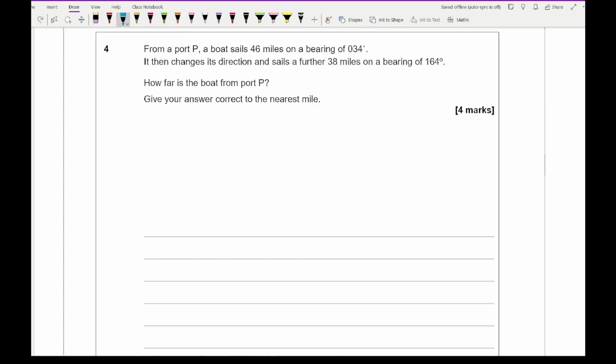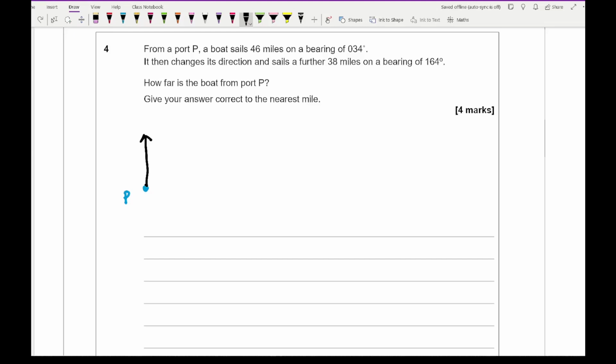Now for this, we're not being given a diagram, so I need to draw one. So if I just pick a point and I call that P, then again with all bearing questions I need to draw a north line. And what I then need to do, now it doesn't need to be accurate, I don't need to get my protractor out, I just need to have a good estimate and try my best to draw as good a diagram as possible without it taking too long.